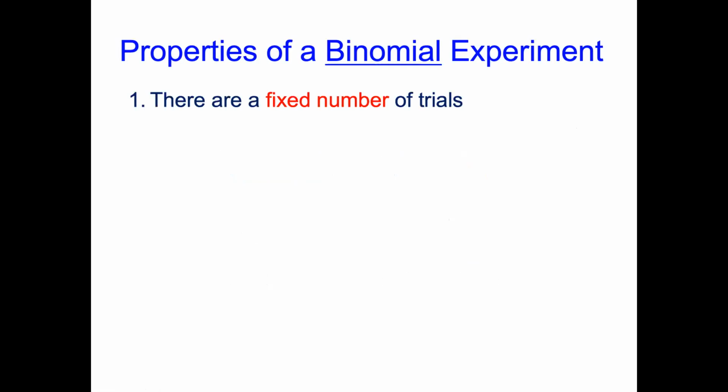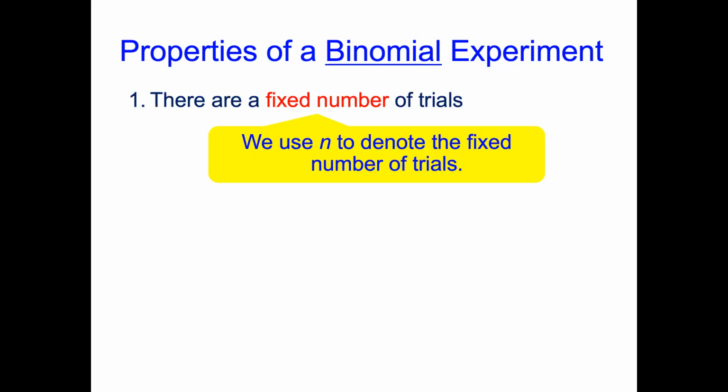For example, let's say a trial is rolling a die, and specifically you're going to roll the die 5 times. That's a fixed number of trials because the fixed number is 5. n denotes the fixed number of trials, so in my example, n would be 5. That's criteria number 1, you have a fixed number of trials.